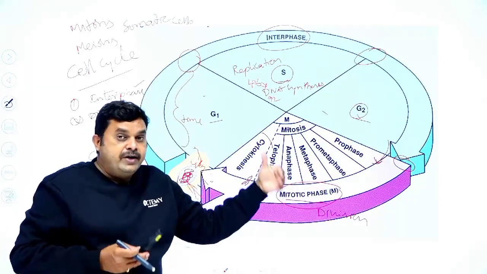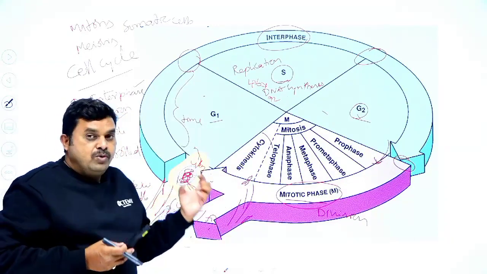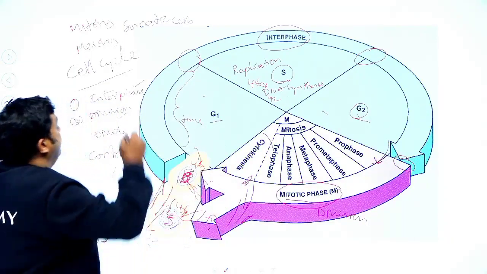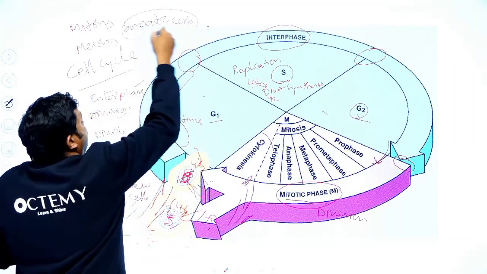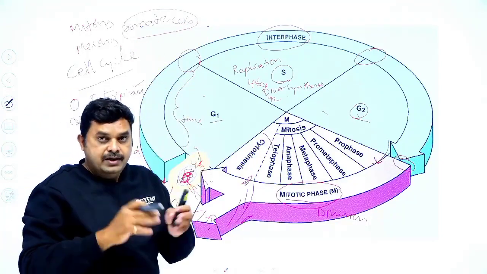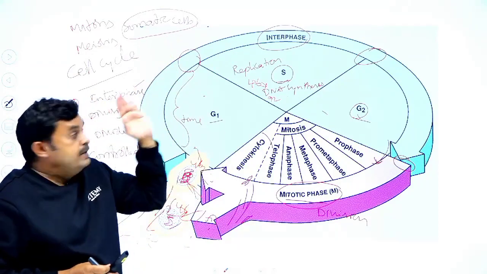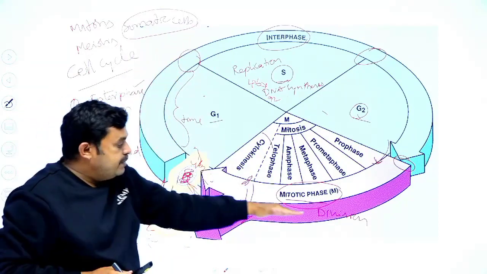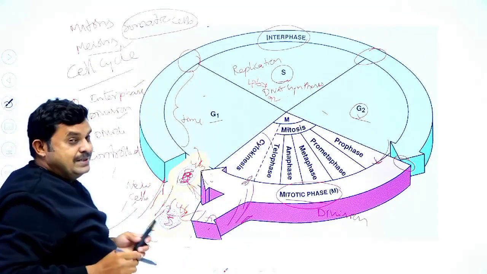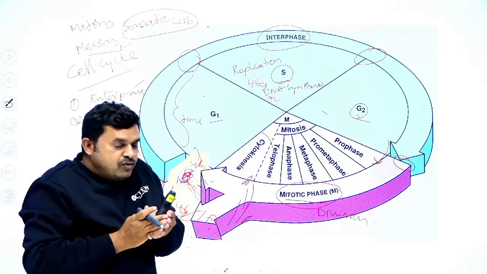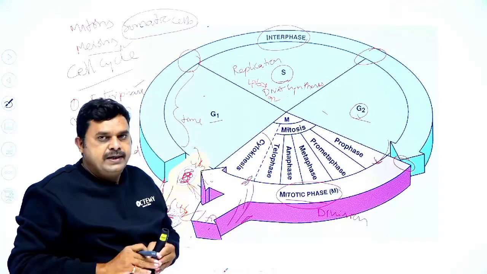In mitotic division, what happens? It maintains the constant number of chromosomes in the daughter cells. This mitosis occurs in all somatic cells or body cells. In all living organisms, the cells are of two types: somatic cells and reproductive cells. In all somatic cells, mitosis takes place. Then meiosis. Meiosis is reducing division. The number of chromosomes will be reduced. It occurs in the reproductive cells only.